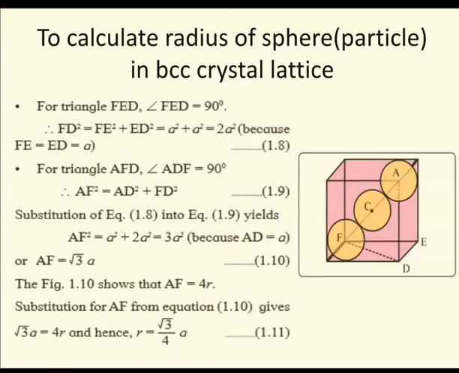Now AF constitutes three spheres, and it is made up of the radius of sphere at the corners and diameter of the sphere in the center. Thus, the figure shows that AF is equal to 4 times r. Substituting this in equation 1.10, we get root 3 a is equal to 4r, and hence we get the radius of sphere r as root 3 by 4 a.